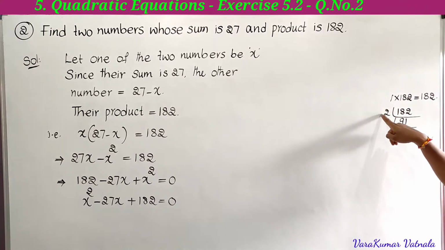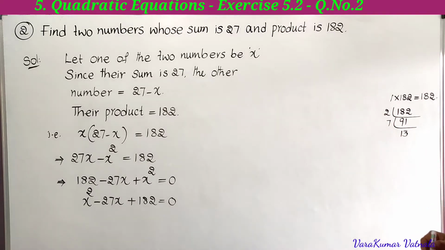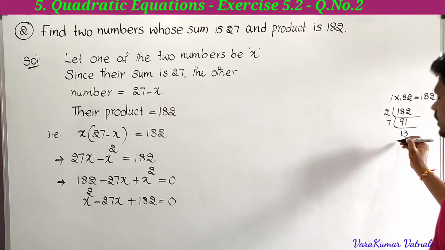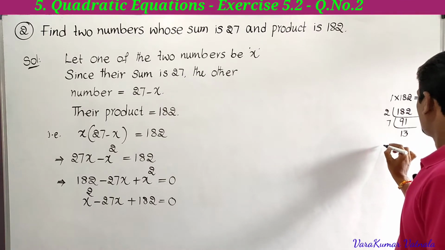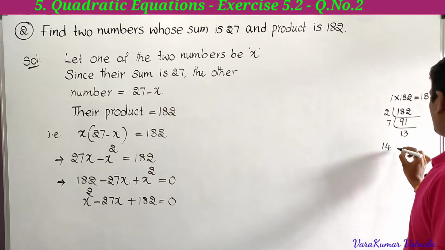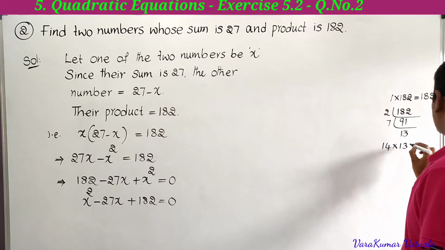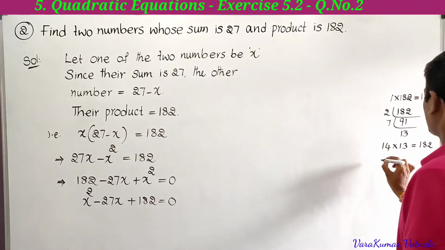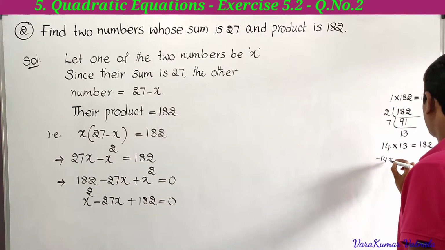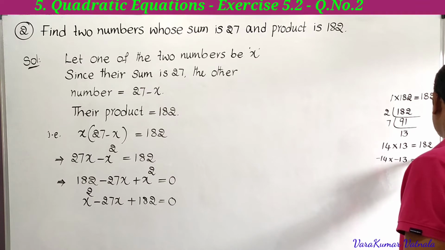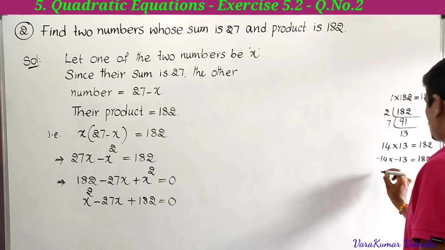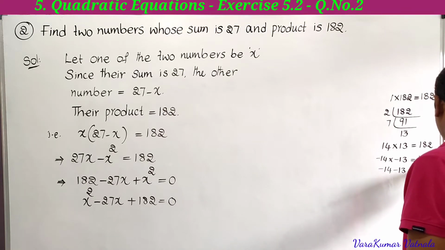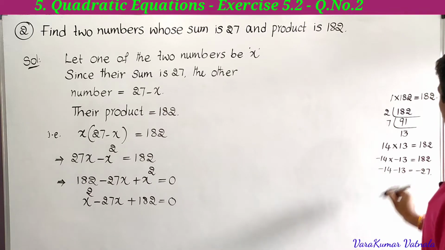If you take 2 into 7, 14, now I am checking 14 into 13. 14 into 13 equals 182. But here we require negative numbers. So we take minus 14 into minus 13 is equal to plus 182, and minus 14 plus minus 13 is equal to minus 27. So these two are the factors.